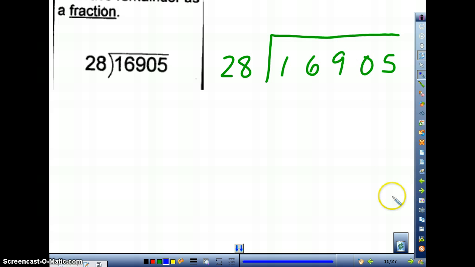Okay, here's the next problem that kids will skip. I don't understand why. I guess, I don't know. I got an idea why they skip it. This is just plain straight division, and it says leave the remainder as a fraction.